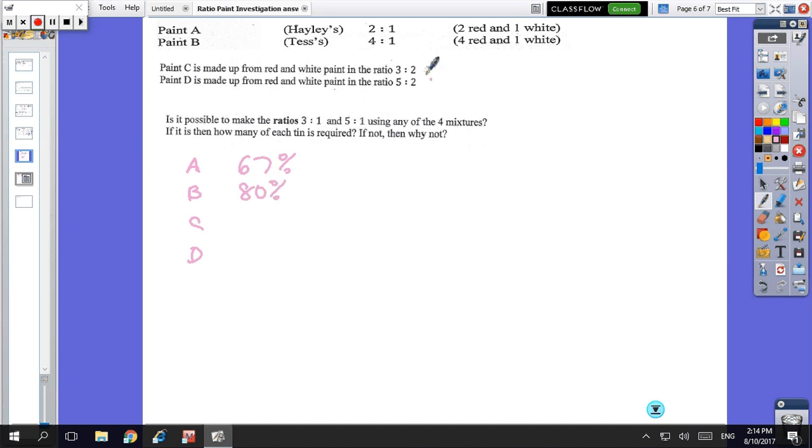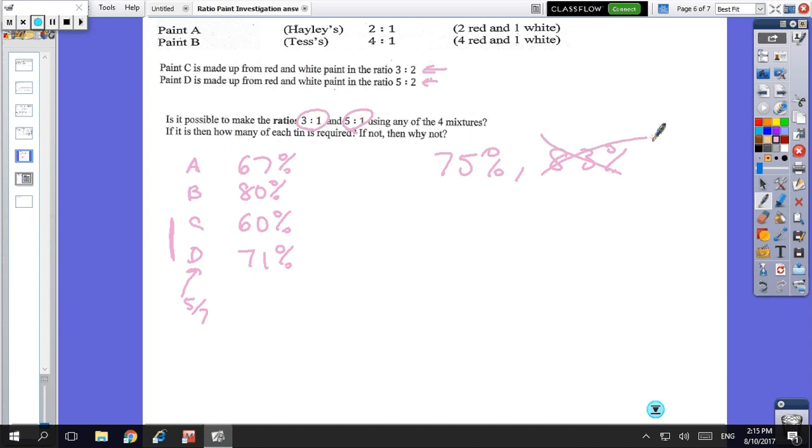Now can C is going to be 3/5, so it's going to be 60%. And this one here is going to be 5/7, and 5/7 is about 71%. And we're still trying to make 3 to 1 and 5 to 1, so 75% or 83%. And again, these new cans that we've introduced do not have anything above 80. So the 5 to 1 is still not possible.